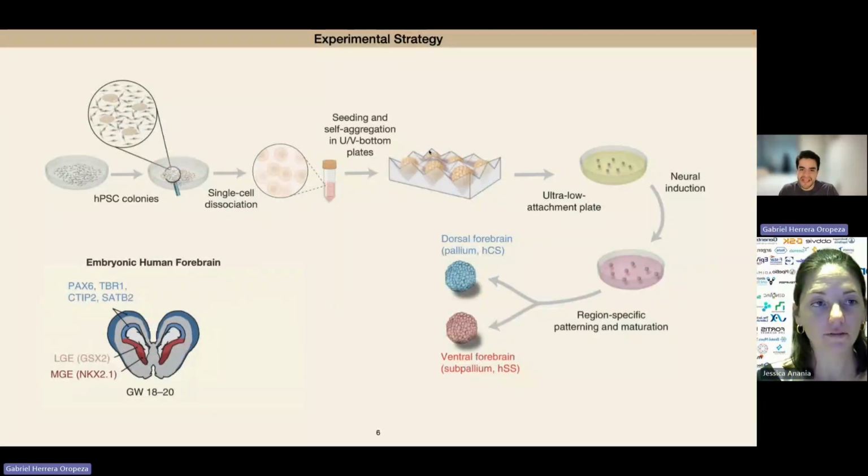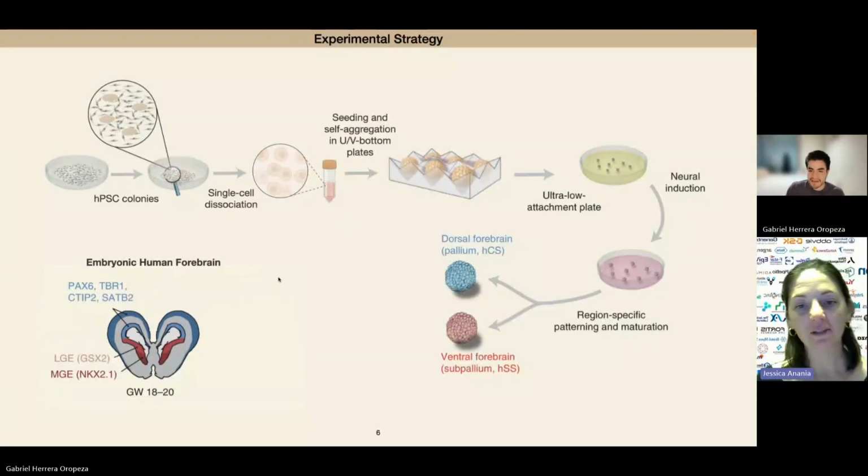So after we push these embryoid bodies towards a neural induction, we can further specify these cell aggregates to form either a more dorsal part of the brain or a more ventral part of the brain. As I mentioned before, why would this be important? Because we know that in the ventral forebrain is where interneurons are generated, and in the dorsal forebrain is their final destination. So if we want to generate interneurons, it would be better to generate ventral forebrain organoids where these interneurons would be generated.